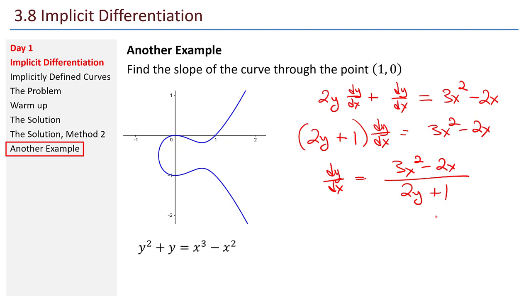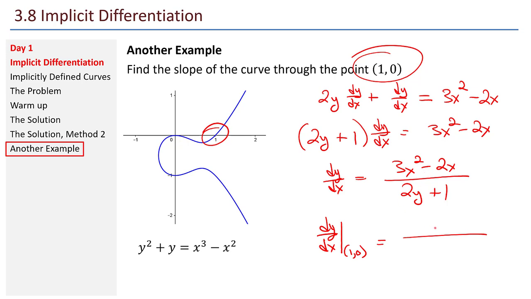And now I can evaluate at the point 1, 0. dy dx evaluated at 1, 0. When x is 1, that numerator becomes 1. And when y is 0, that denominator just becomes 1. That equals 1. Does that seem reasonable? I think that seems reasonable. That's a slope of 1 going right through the point, tangent to the curve.